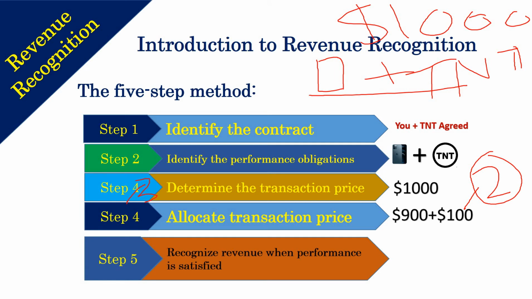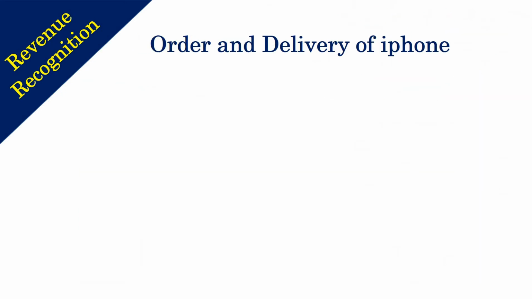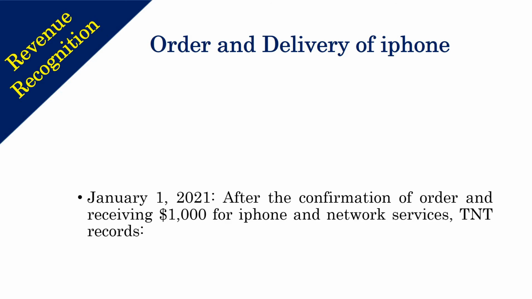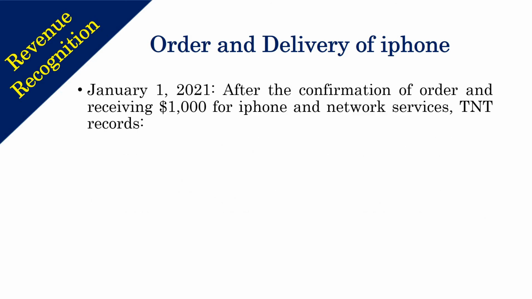And step number 5, recognize revenue when performance obligations are satisfied. So we have 2 obligations. The first one is TNT will deliver you the iPhone, and the second one is they will be continuously providing you network services. So the first one is delivery of the iPhone and the second one is the monthly line bill. So order and delivery of the iPhone, the first one, January 1, 2021.